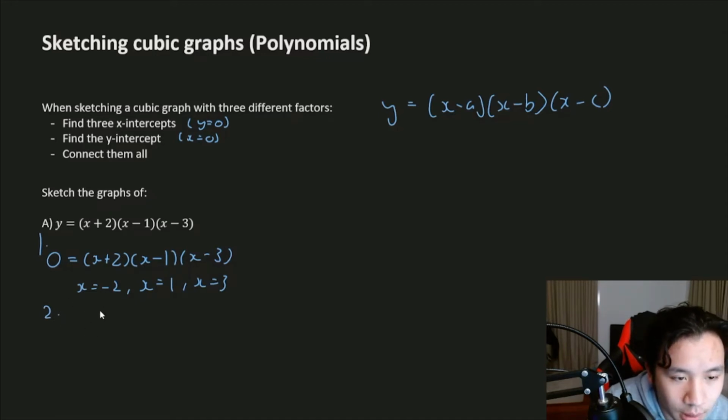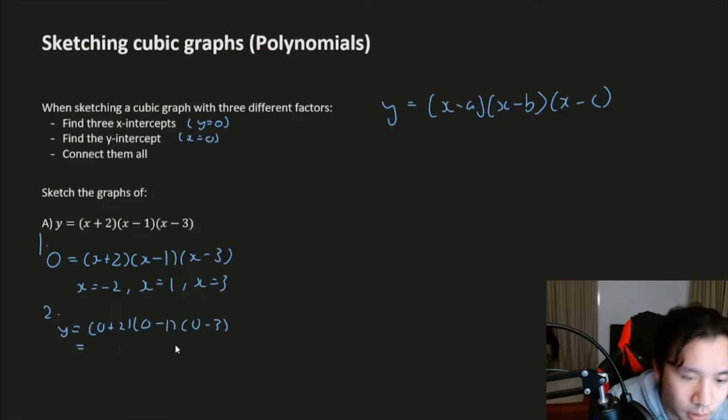That is when x is equal to 0. So y is going to be equal to 0 plus 2, 0 minus 1, 0 minus 3. That is equal to 6. And the third step is to connect them all.